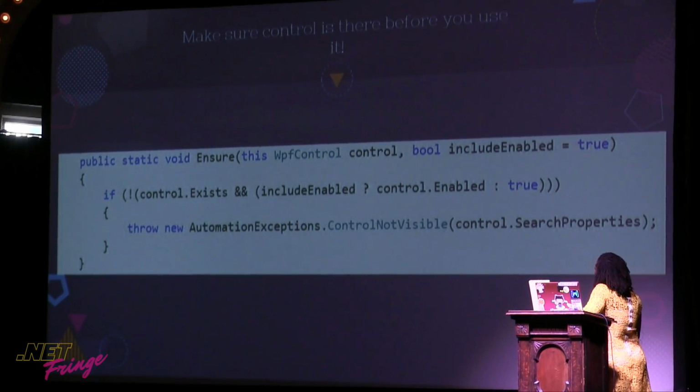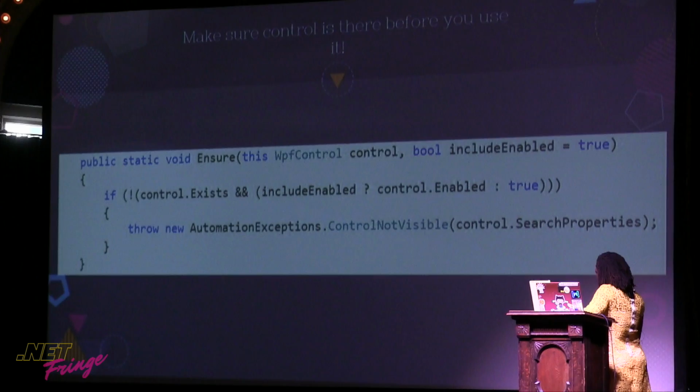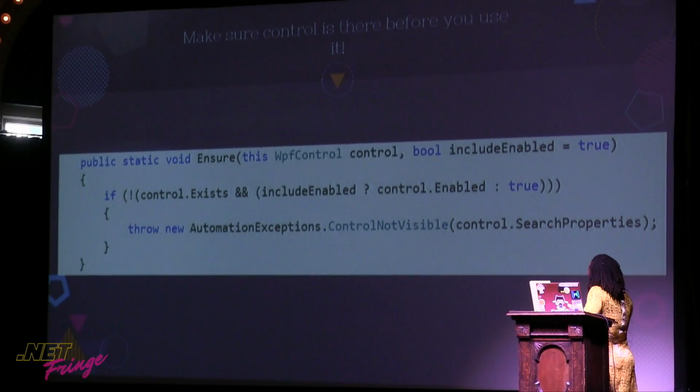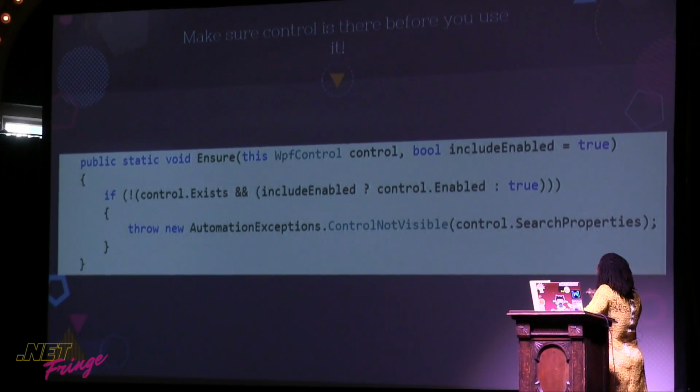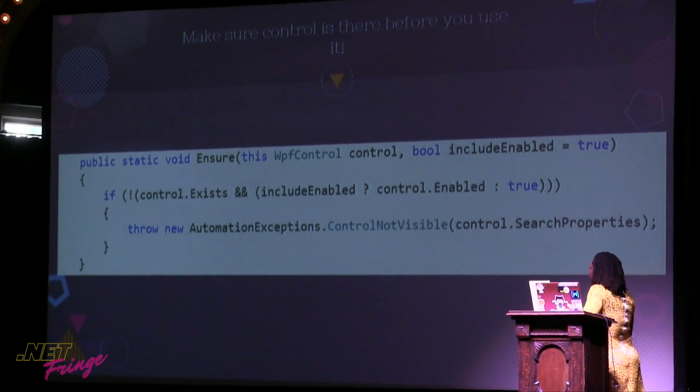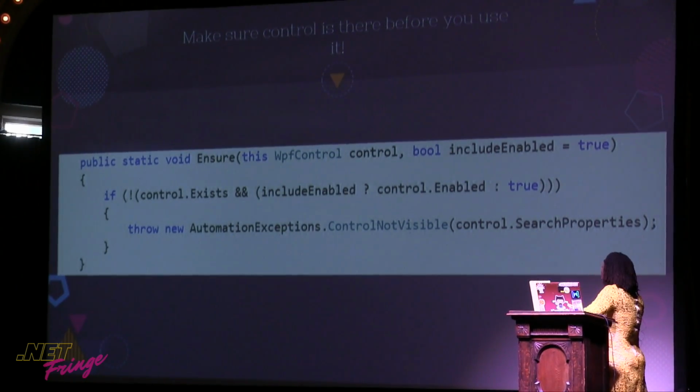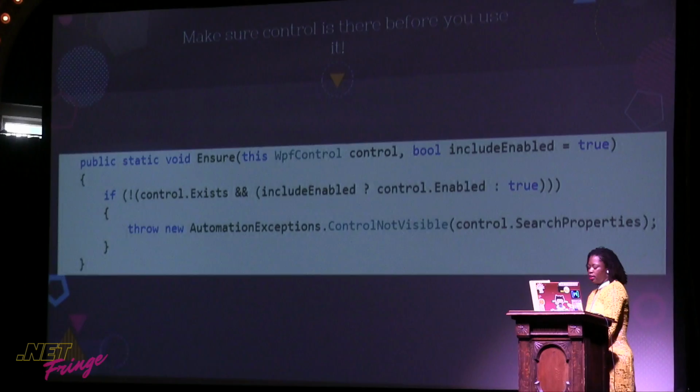So there's this extension method that we built called ensure. What ensure is doing is accessing some WPF-specific properties and checking whether the control exists and is enabled, and if it's not, it throws a custom exception. So it's better to do it here than having CodeUI tell you, after waiting, oh wait, no, actually I can't find this, sorry.